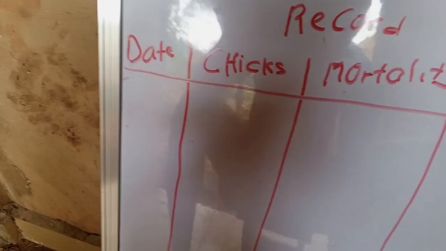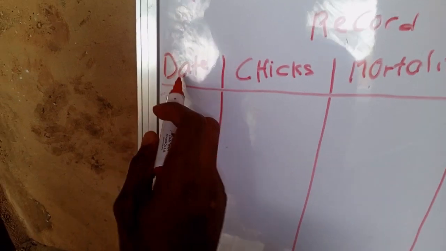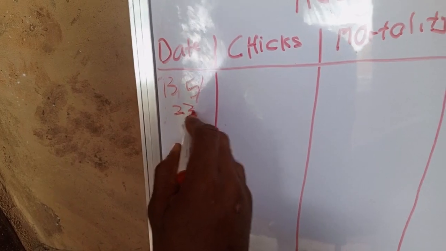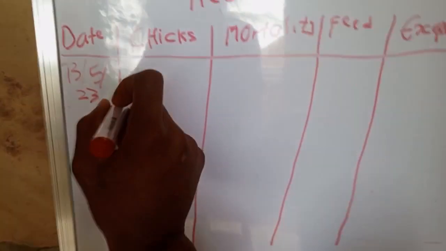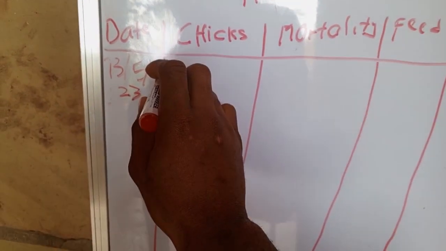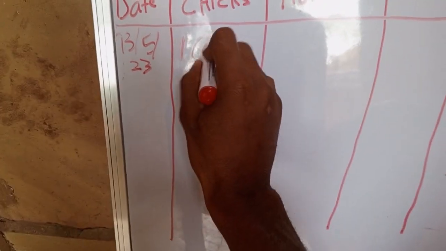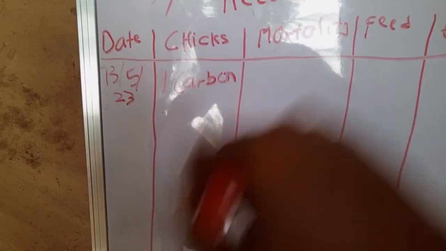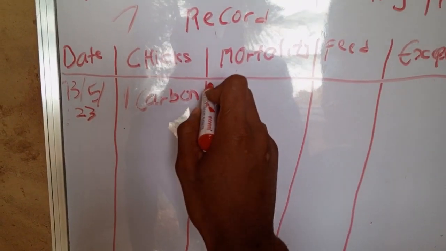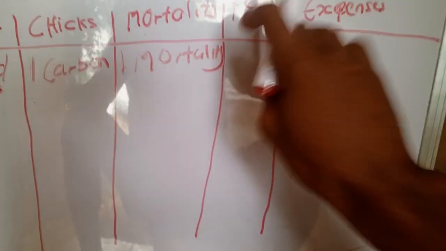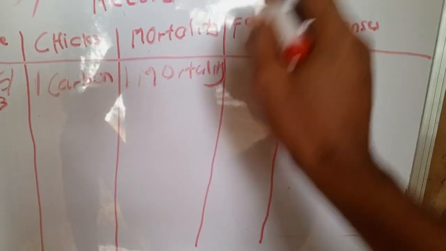Today's date is, let me see, the 13th. So we write 13/5/2023, and on this day we bought chicks. Let's say we bought 1 carton. Any mortality on the way? Yes, say we have one mortality. Then what again? Did we buy feed on this day? Yes, let's say we bought 1 bag of feed.